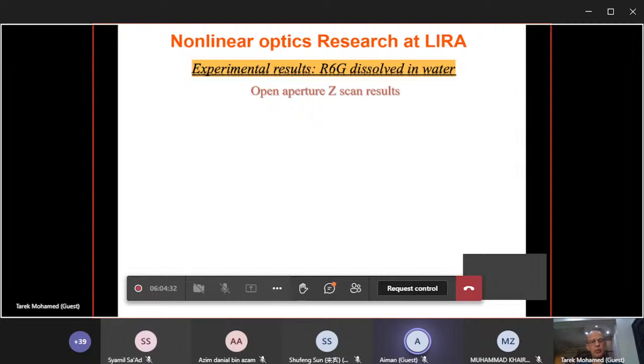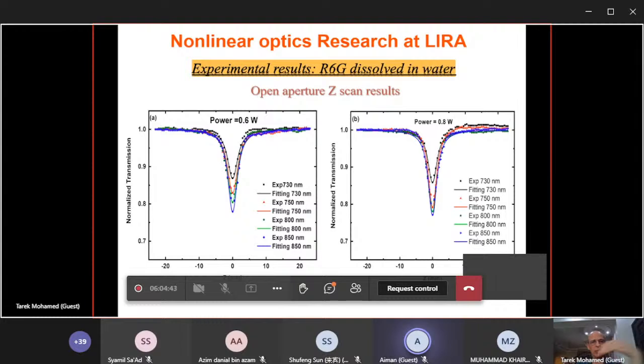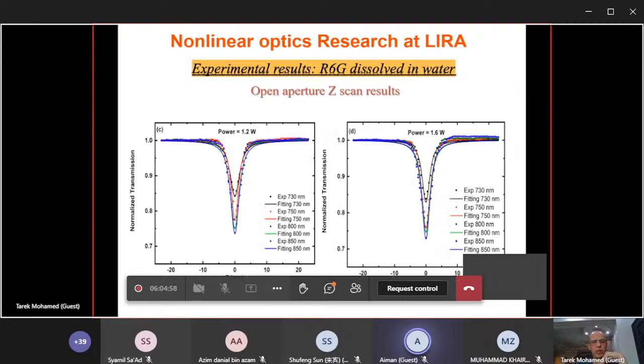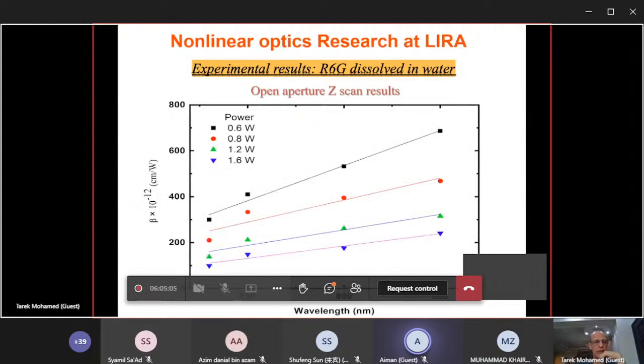Also, we studied some liquids, which also have applications, like rhodamine 6G, which is an active medium for lasers. So we also did the open aperture Z-scan. Here are transmission curves at different wavelengths. We change the wavelength from 700 nanometers till 850. And as you can see, we change the excitation power here, 1.2, 1.6. So we have summarized the results.